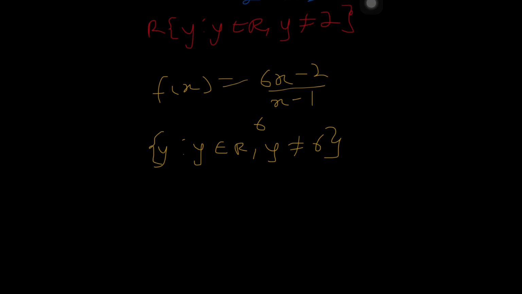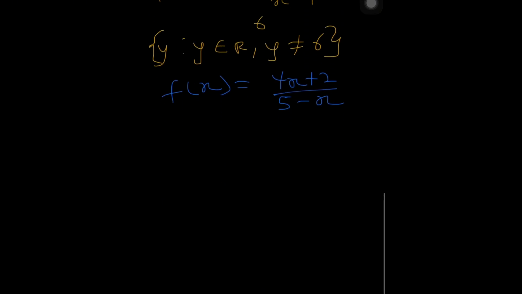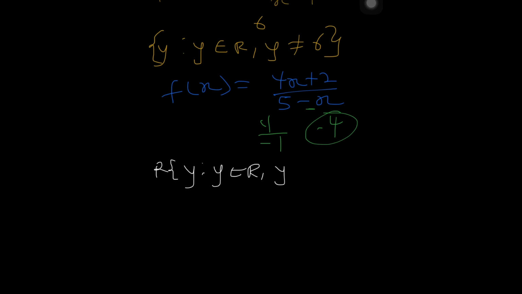Let's try another one again. f of x equals 4x plus 2 over 5 minus x. Here, the x values are not positioned together, so we just rearrange them, or simply we just look at their coefficients and we use that to work with. We have 4 divided by negative 1, which is negative 4. So the range is the set of y such that y is a member of all real numbers, but y is not equal to negative 4.